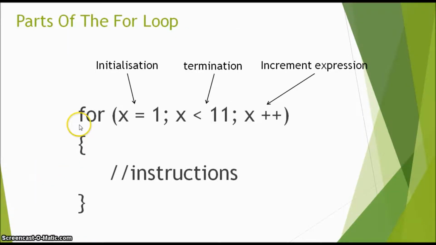So we have, first of all, the for word over here, which indicates it's a for loop. We're using a counter variable called x, but you can call it anything you want. And this here is the initialization, where we set the initial value of the counter variable. This determines when the loop will end, so as long as it's less than 11, it'll keep running. And this is the increment expression, which shows how much the counter variable is going up by. So the plus plus means it's going up by 1.